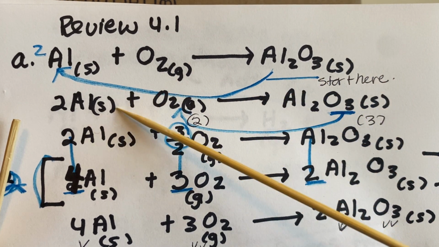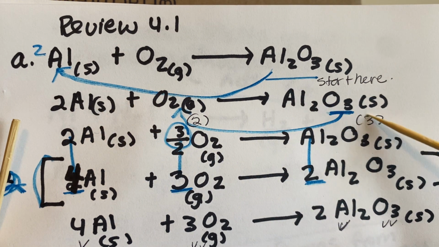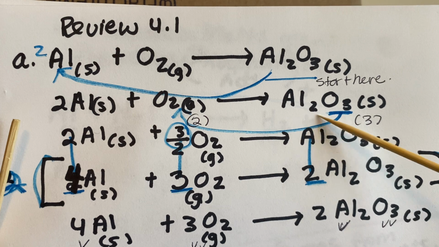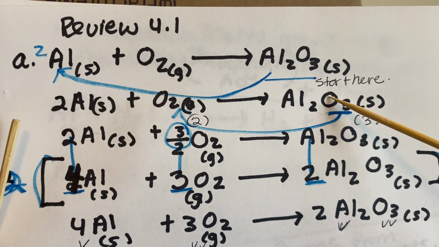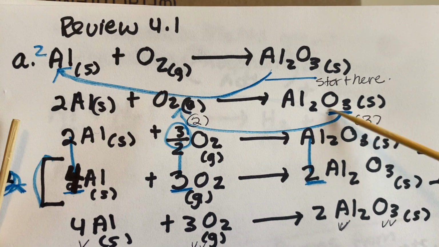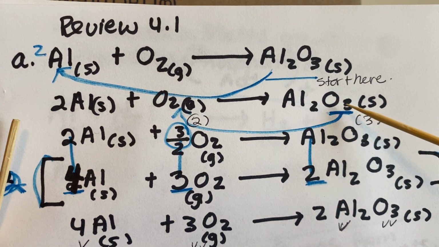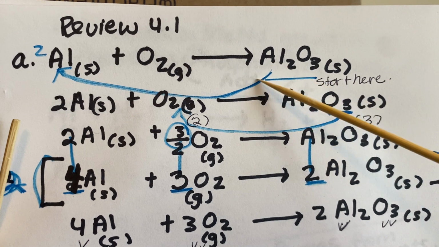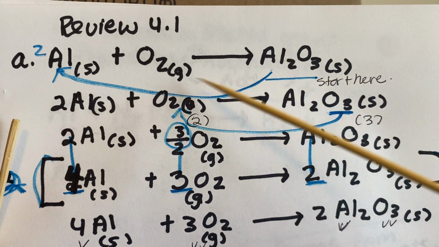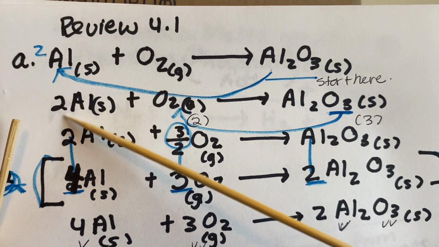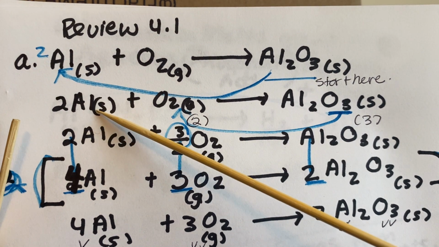So first of all, I always start with the one that has the greatest or the most complicated of the molecules. So I took this one here. I look at aluminum and then I look at oxygen. I know right away there are 2 aluminums here, so I need to put 2 aluminums on this side. So I put it in front as the coefficient. I put a 2 before the aluminum.